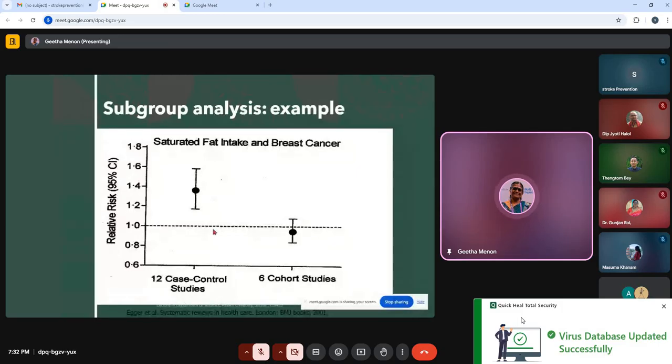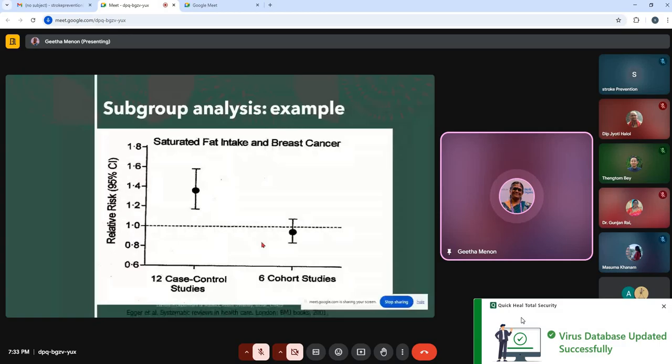increases breast cancer. So what happened is that the reviewers tried to combine case control studies also and cohort studies also. So when they combined both the studies and generated the summary evidence, they found that it did not give any evidence. That means there was no significant difference in the effect.